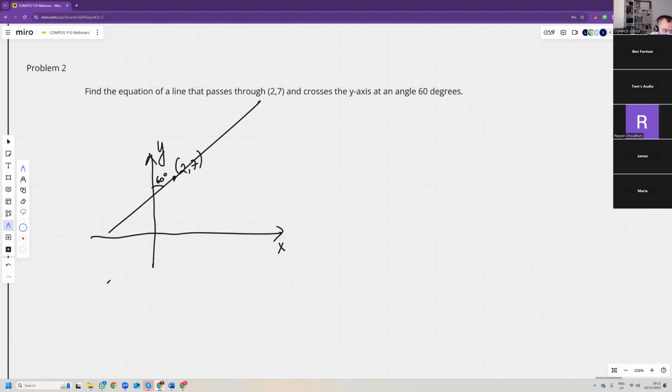What can we do here? Well, first of all, we need to understand how angle to the axes is related to gradient. Because effectively, we want to know the gradient and we want to know the y-intercept. So how is the angle related to the gradient? Who's read the assignment carefully? Who can tell me?